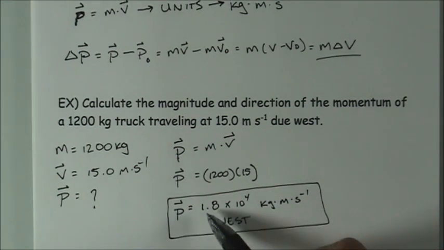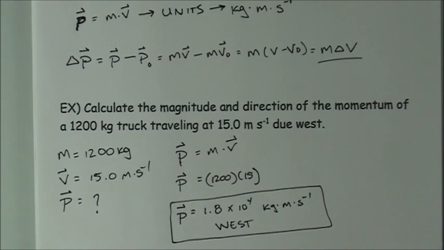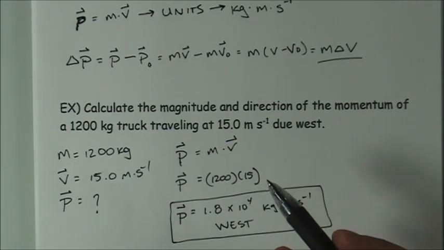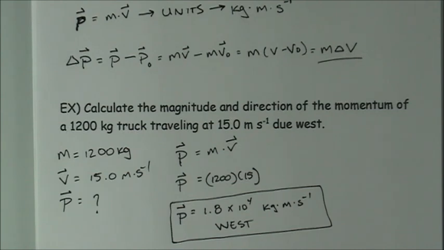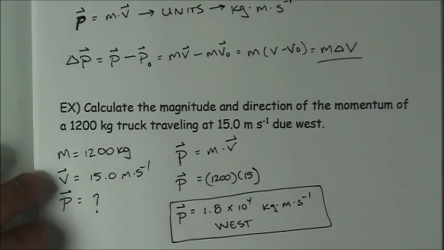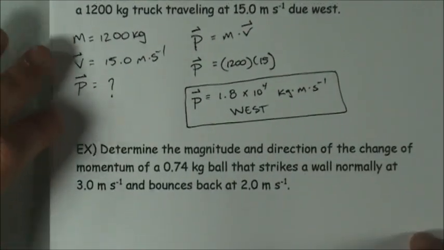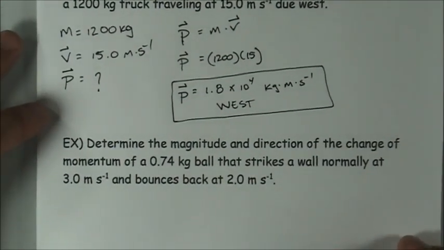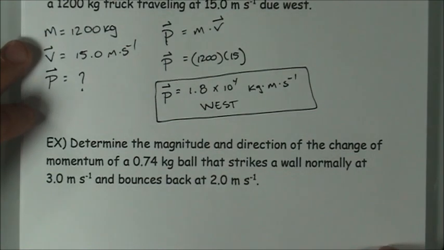I might also have put a negative sign in front of here to indicate the westward direction, west typically being considered the negative direction. So I could have just put a negative in there to express that direction also. Pretty straightforward. Very unlikely on an IB exam that you would ever be asked a question that's quite this simple, because it requires very little understanding on your part of the significance of momentum, or what momentum actually means.